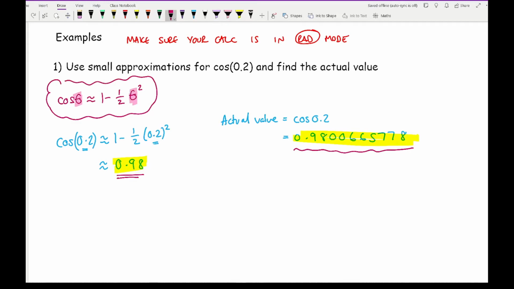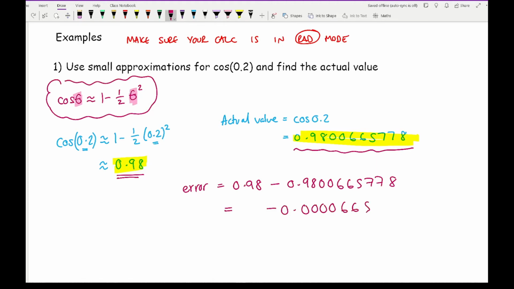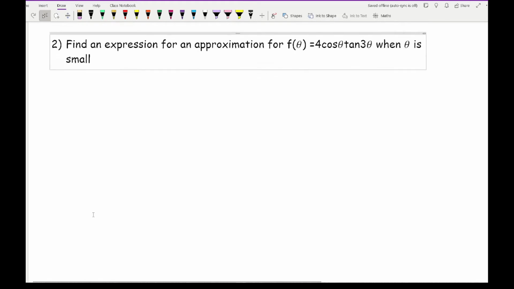Now, sometimes you might get asked to work out what the error is. So the error is going to be 0.98 minus 0.9800665778, in which your answer is going to be minus 0.000665778. And there is the error in this. So it's actually underestimated rather than overestimated, and that's something that you may get asked. Now this question didn't ask for that bonus part, but if you did, hopefully that clears up what it is they're asking. So let's have a look at our second example.